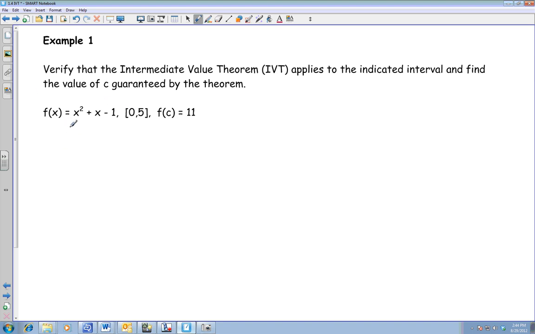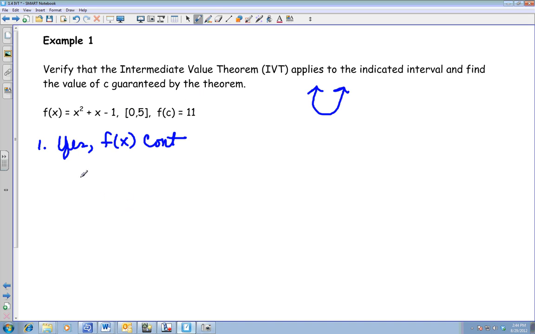And first of all, we have to make sure this is a continuous function. x squared plus x minus 1, any x squared function is a parabola, and all parabolas are continuous. There's no breaks in them. So the first thing we're going to write down is, yes, f of x is continuous. These two numbers cannot be the same, and they're not.